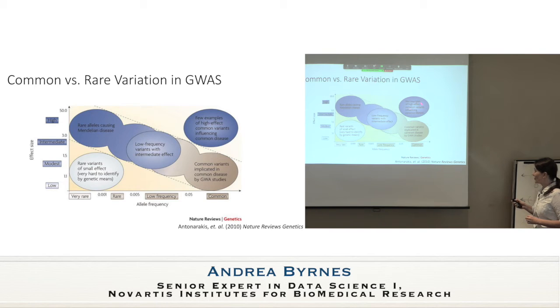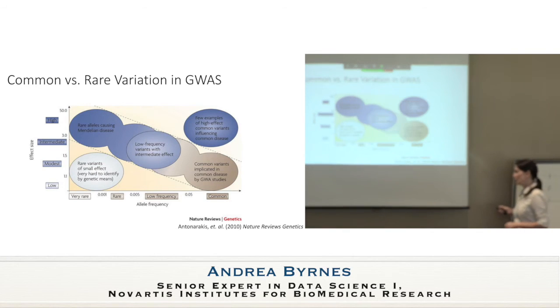There are a few examples on the off diagonals, but these do tend to be quite rare: high effect common variants and rare variants of small effect. These would be really hard to identify, right? If they're super rare and have very small effect size, you need a whole lot of people to even measure this with any degree of power. And then, of course, there's lots of stuff in the middle.